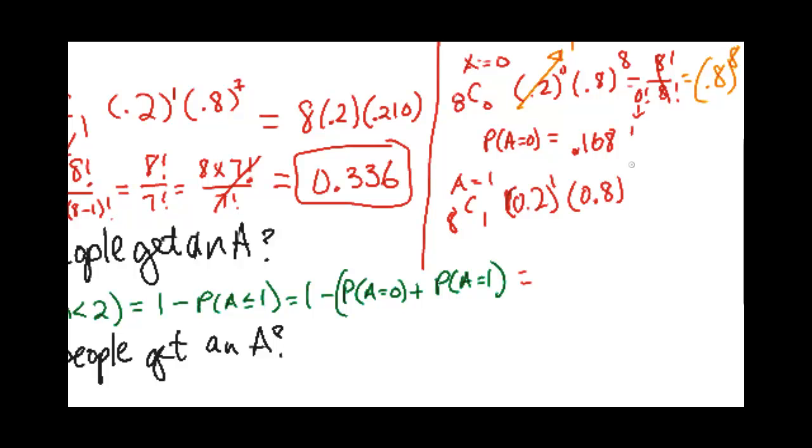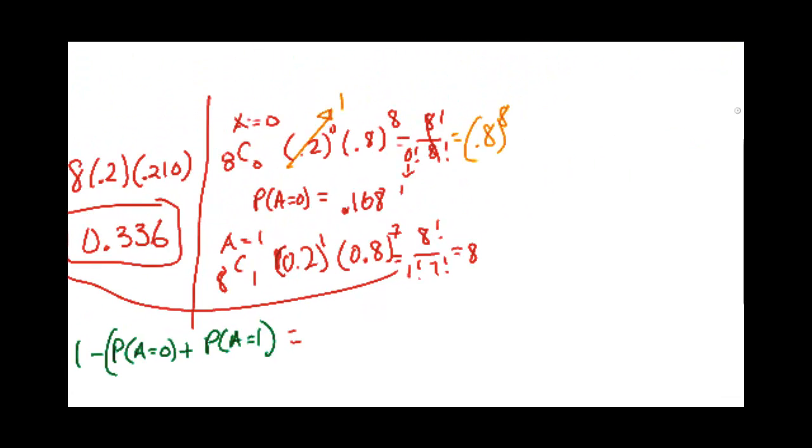I'm doing these all day today. I'm getting a little tired, it seems. So 8 choose 1. Whenever it's choose 1, it's usually going to give you the number 8 in this case, but I'll show it to you just to prove my point. So again, that whole 8 minus 1 factorial, 7 factorial, everything cancels just like it did over there. And you get just 8. And that would be times 0.2 times 0.8 to the 7th.